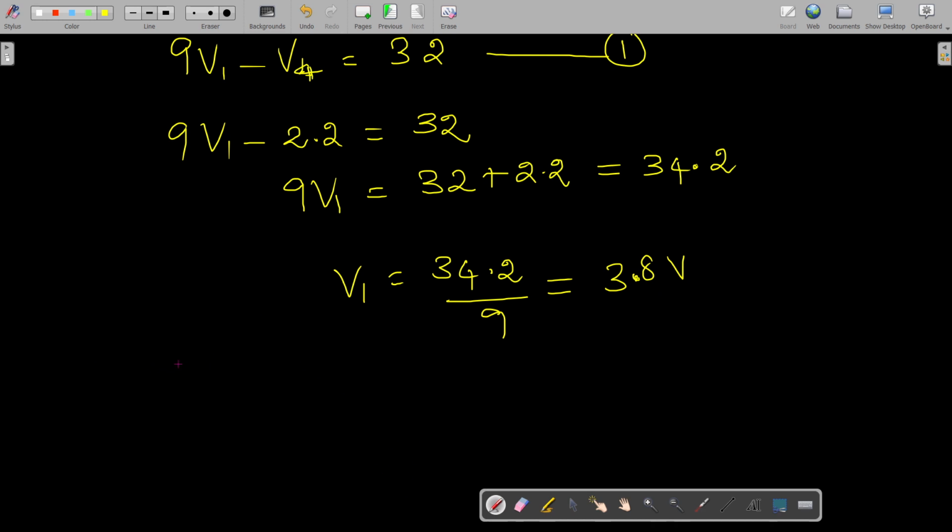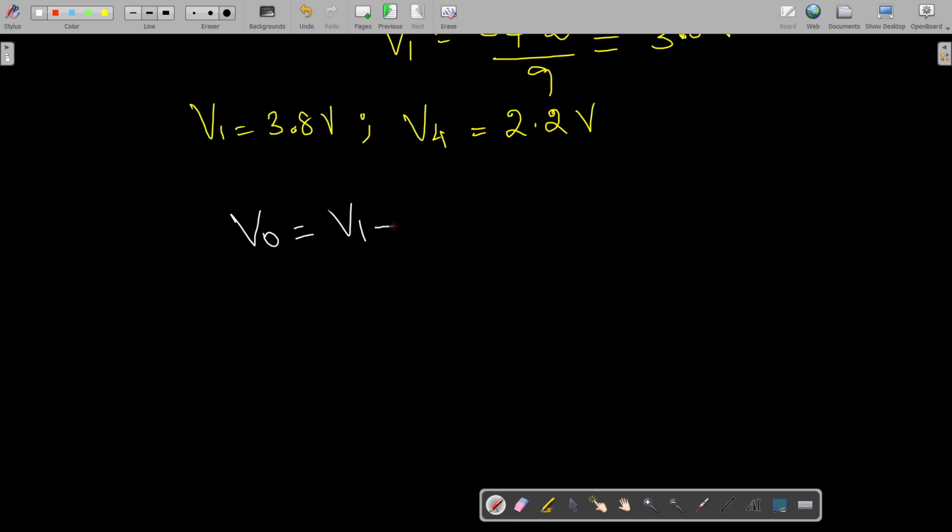So already we got this V4. V1 is 3.8 volt and V4 is 2.2 volt. So we know what V0 is. V0 is equal to V1 minus V4. So it is equal to 3.8 minus 2.2, that is equal to 1.6. So this is the required answer. Okay. Thank you.